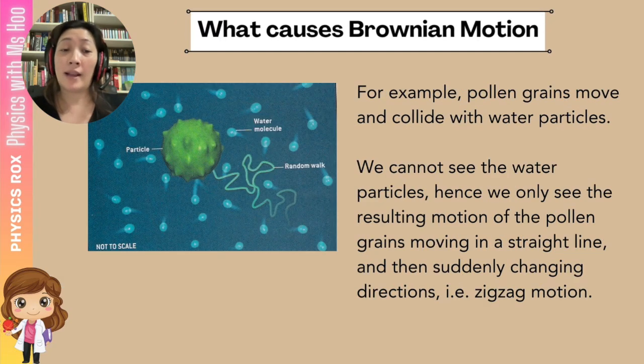Let's say we look at an example of pollen grains. So the pollen grains collide with water particles, and we cannot see the water particles. We only see the pollen grains moving in a straight line, suddenly changing directions in a zigzag motion. And that sudden change is because the pollen grains collide with the invisible water particles.